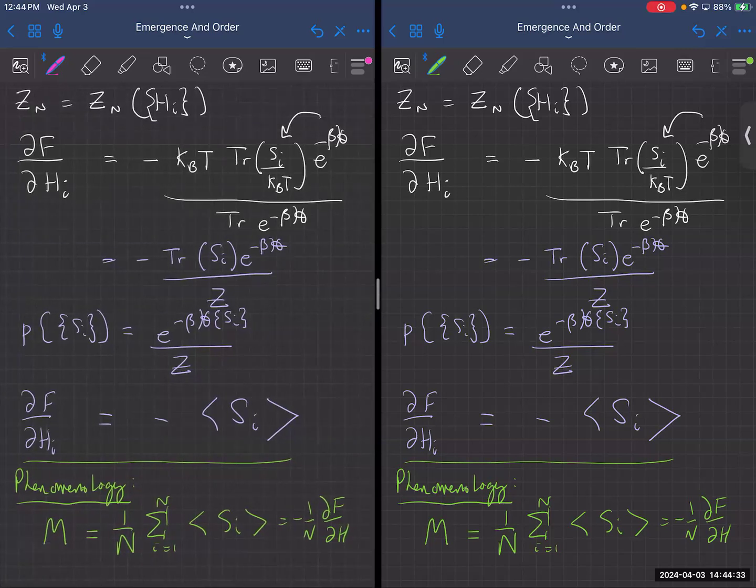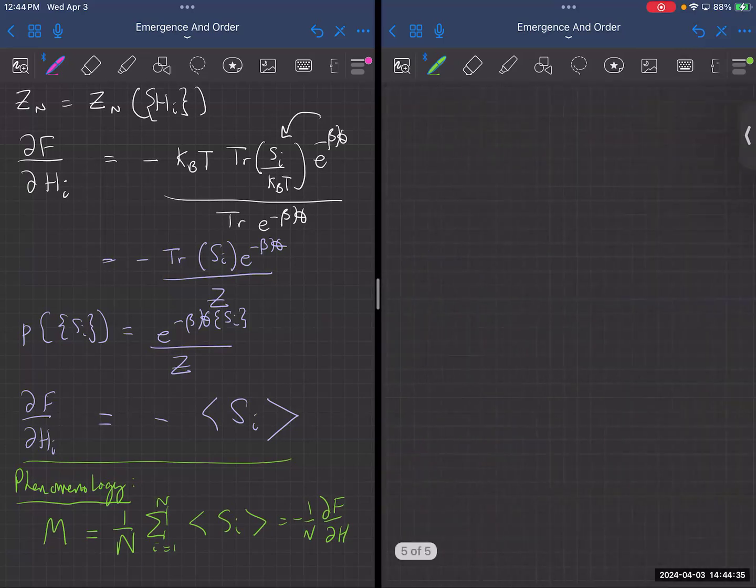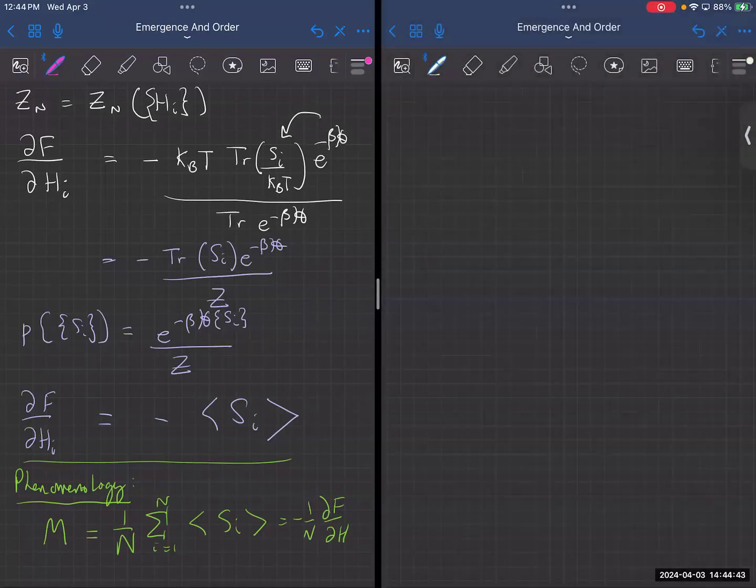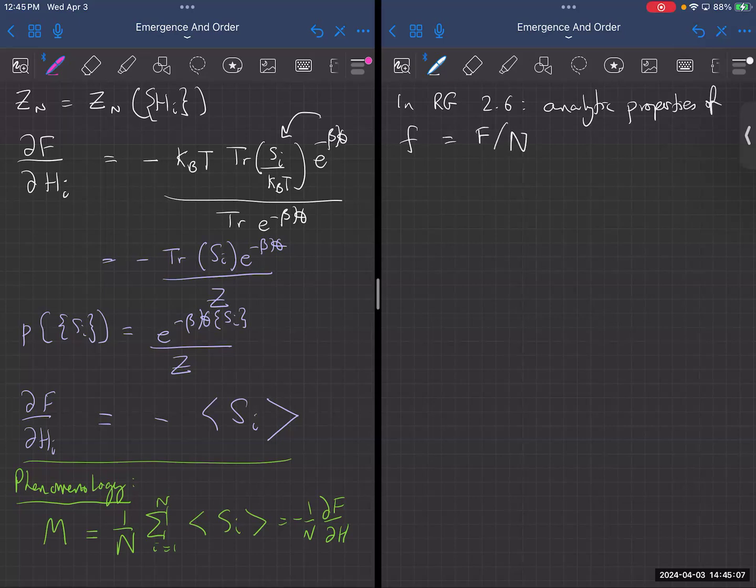So that's the magnetization. And it's possible to prove a number of analytical properties about the magnetization and the free energy, which I'm not going to go into right now. In my RG book, section 2.6, we look at the analytic properties of the free energy per spin. We'll call that f. Little f is the free energy per spin.